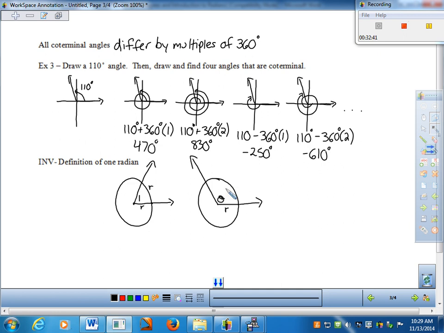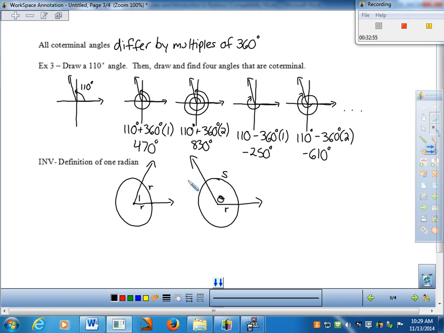So there's my theta. Notice it intercepts an arc. And as you can see, just based on mine, notice the arc length is quite a bit bigger than the radius. So this is certainly not going to be 1 radian. But I'm going to label it with an S. So that's S for arc length. We'll see that a lot coming up in the near future.